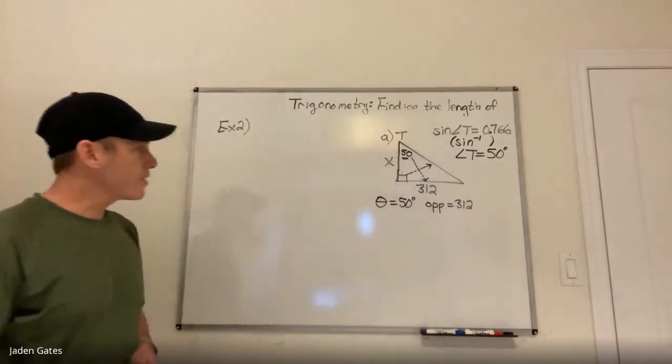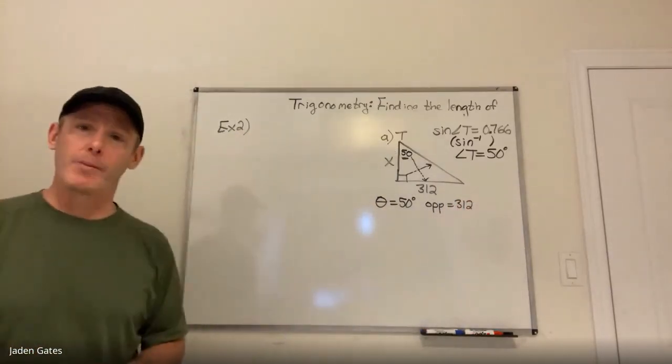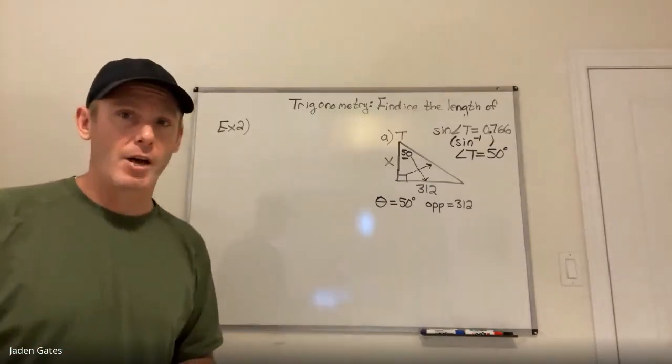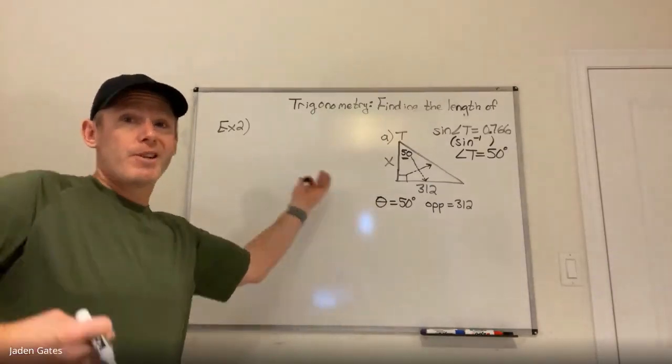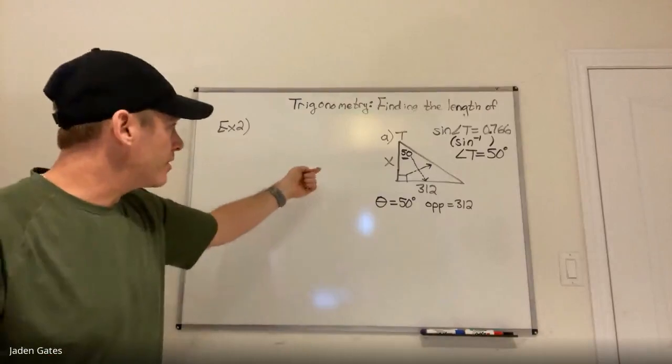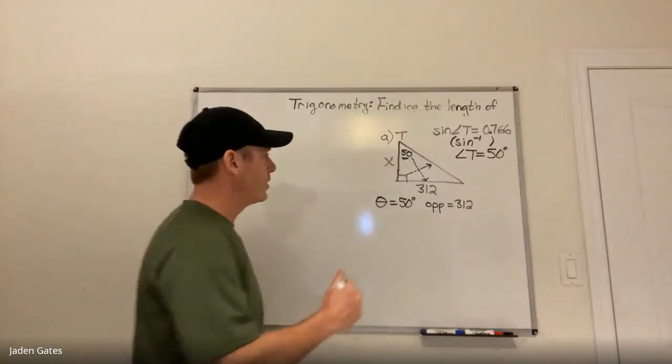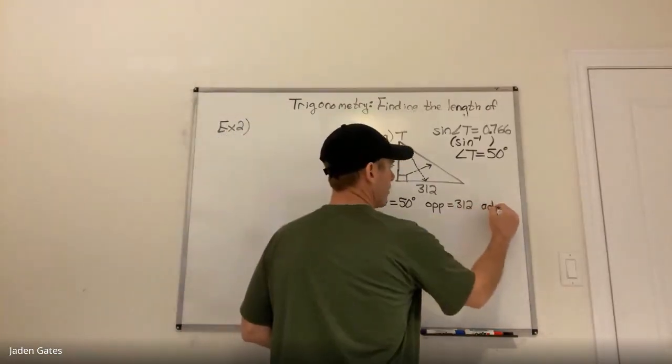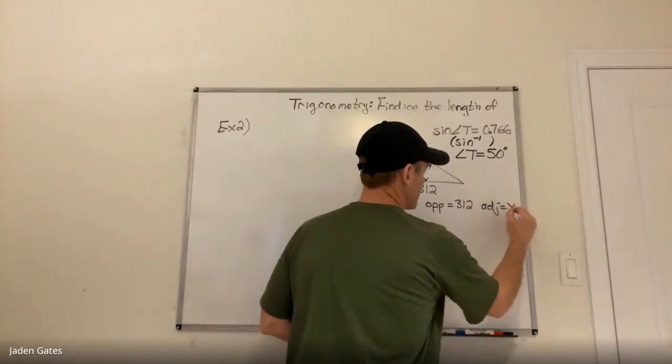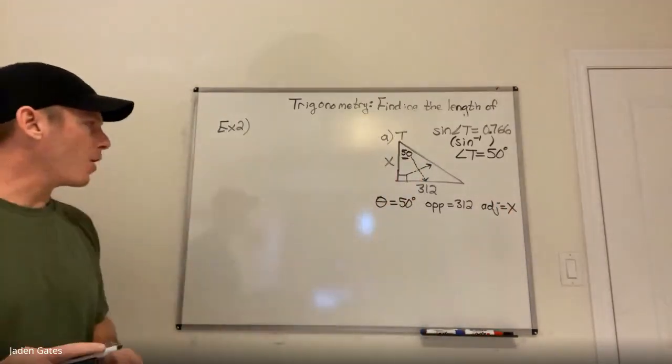And then that x, well, just by the process of elimination, as I've already said, we don't have the hypotenuse. We know the opposite, so the leftover one has to be the adjacent, and it is beside the angle. And so there's my adjacent, which is x. That's what we're trying to figure out. All right, that's the first step.